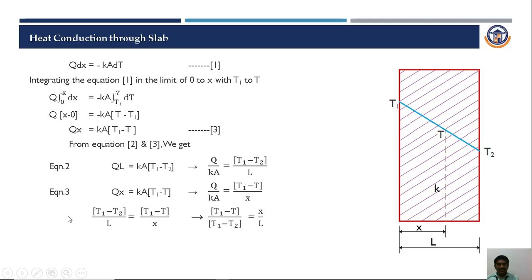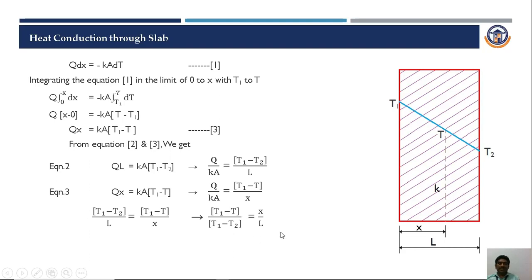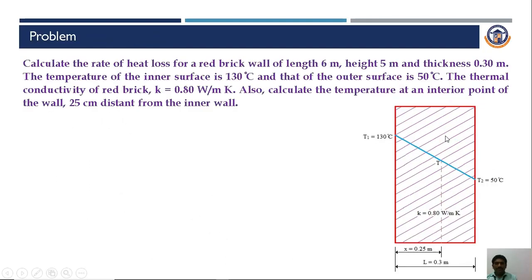Rearranging, with temperature on the LHS and thickness on the RHS, T1 minus T divided by T1 minus T2 is equal to x divided by L. So this is a simple relation derived using equation 2 and equation 3. Using this relation we can easily interpolate and calculate the temperature at any point in the particular wall or slab.